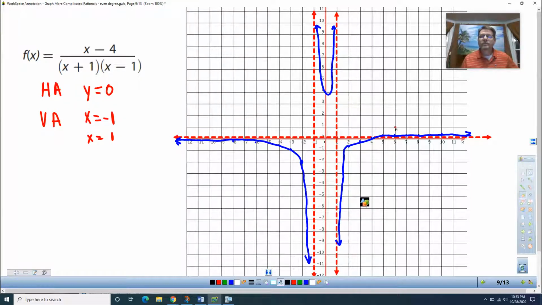Not vertical anyway. Could be slant, whatever. All right, so there's one example with a little extra weirdness going on. So let's try one more example here.